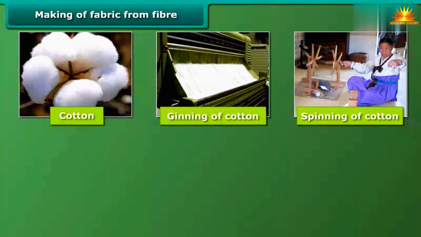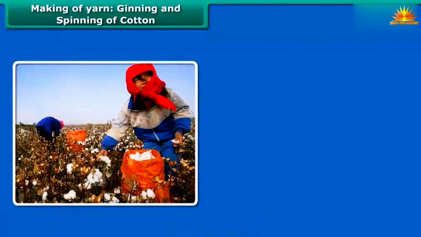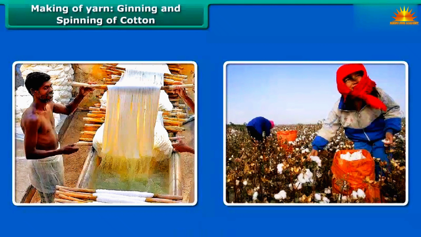Making of fabric from fiber. How is fabric made from fiber? First, yarn is made from fiber and then fabric from yarn. Making of yarn: ginning and spinning of cotton. Students, to make fiber, cotton is picked by hand from cotton bolls and then fiber from the seeds is separated by combing. This is called ginning. Ginning can be done by machines too.